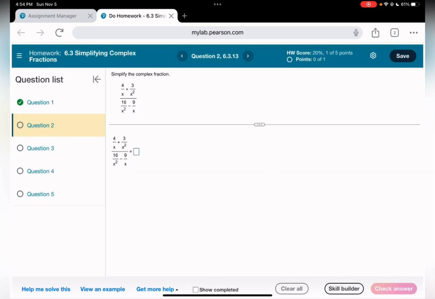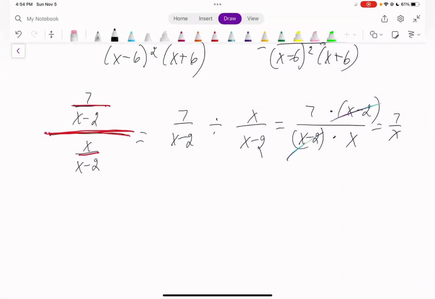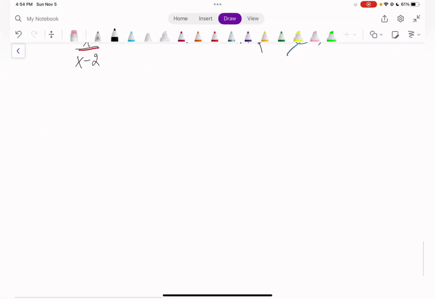What is the second one? Okay, on this one now we need to sweat a little bit. So we have 4 over x plus 3 over x squared, dividing by 16 over x squared minus 9 over x.